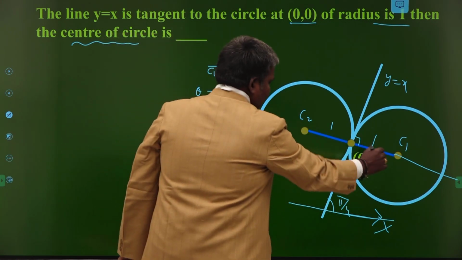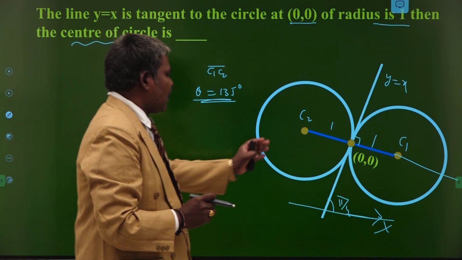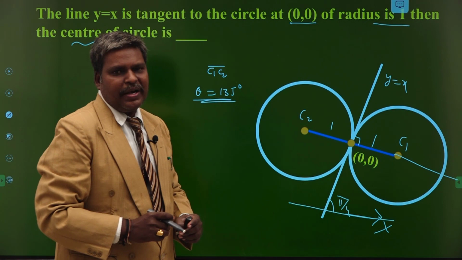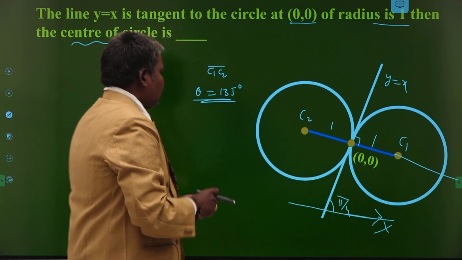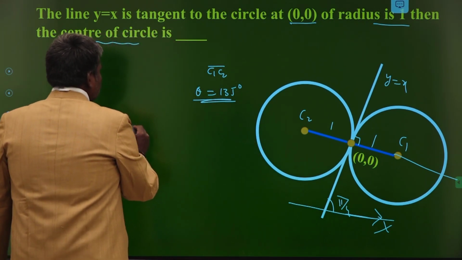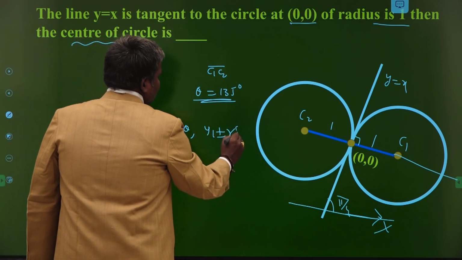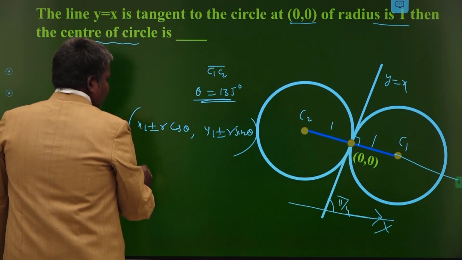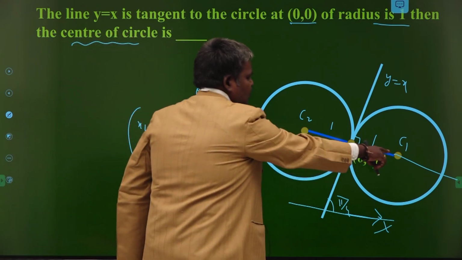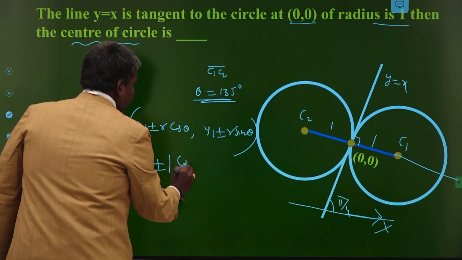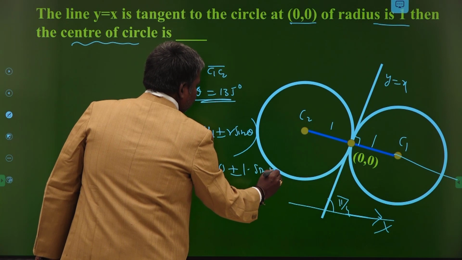Once you know the inclination and the distance, once you know the fixed point, can we find the coordinates of the points which are at a distance of 1 unit or not? By using the parametric equation of a straight line, we can easily find the coordinates of C1, C2, that is x1 plus or minus r cos theta, comma y1 plus or minus r sin theta. What is x1, y1 here? 0, 0. 0 plus or minus r, where r is 1 unit. The distance from here to here is 1 unit. They are given to you. Cos 135, comma 0 plus or minus 1 into sin 135.